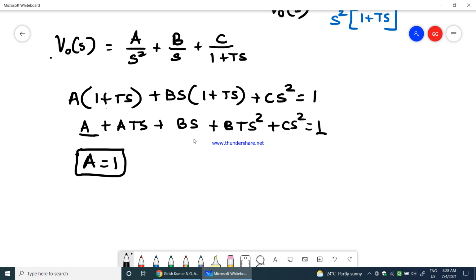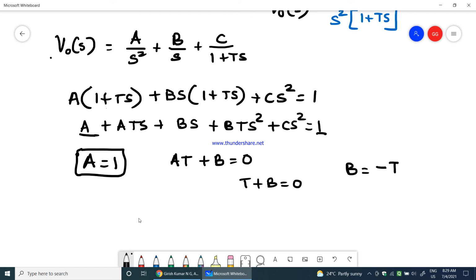Then what is b? Here at plus b, the power s equals 0. As a equals 1, t plus b equals 0. Therefore b will be equal to minus t.